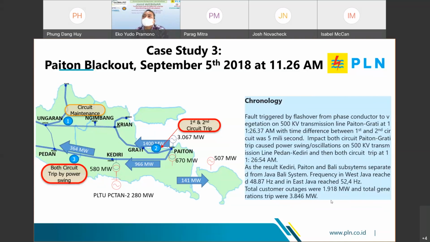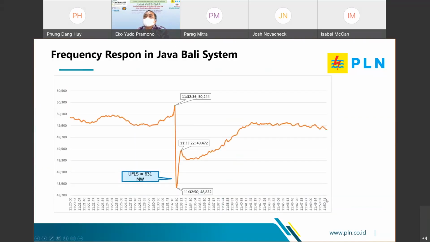Okay, next. This is the frequency response in our system. This is the frequency we captured in the west side. As I explained, in the west side we lost 2,000 megawatt, but the system responded and went back to normal. This is our system response, some cases in our system in Jawa Bali. Okay, next.